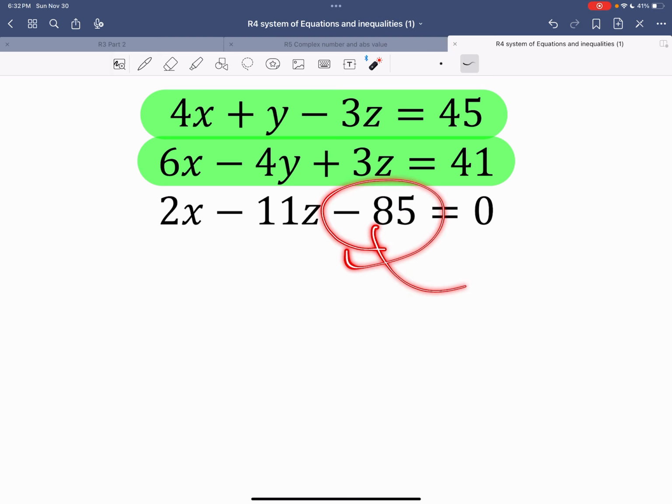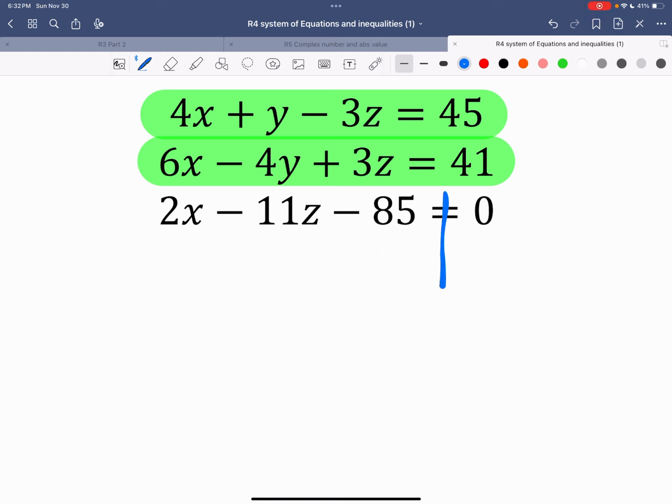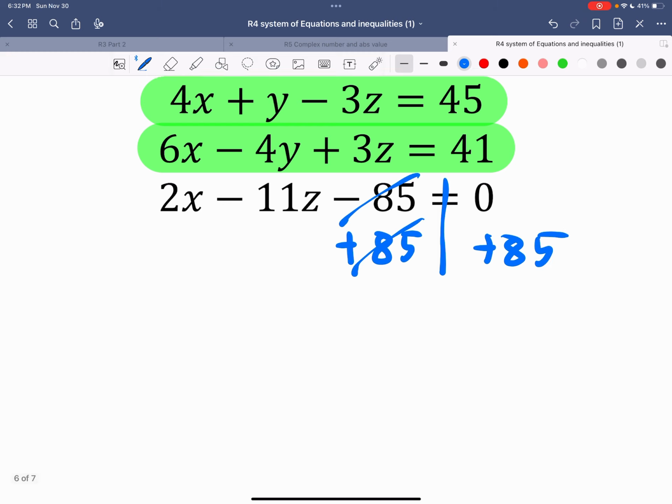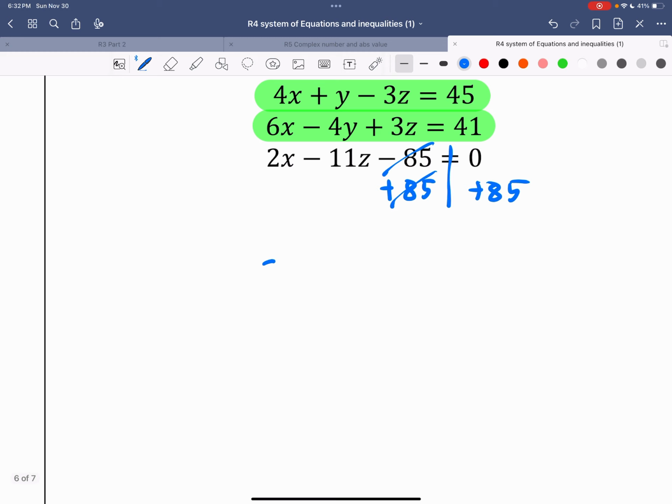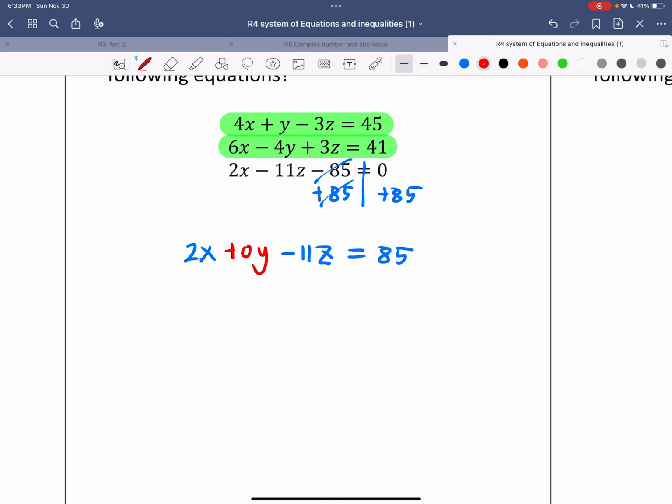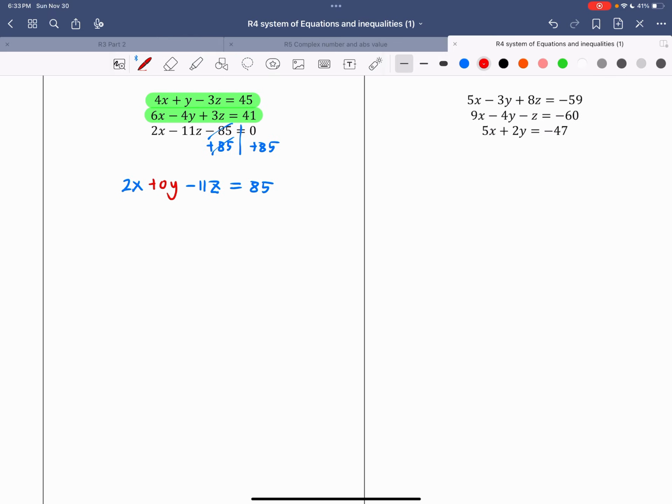So first, I have to move this 85 to the other side. So what I'm going to do is plus 85 on both sides. So here, for the last one, what I'm going to have is 2x minus 11z is equal to 85. And do you see there's no y value? So I don't want to get confused, so I'm going to put plus 0y. Okay. All right. So here we got everything. So what I'm going to do is rewrite everything. The first one is going to be 4x.